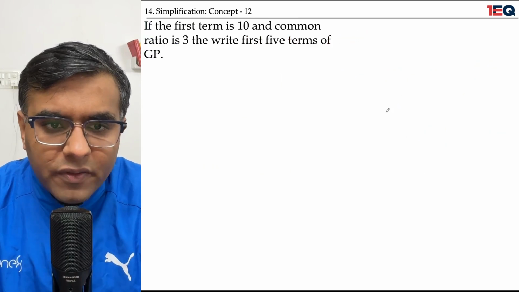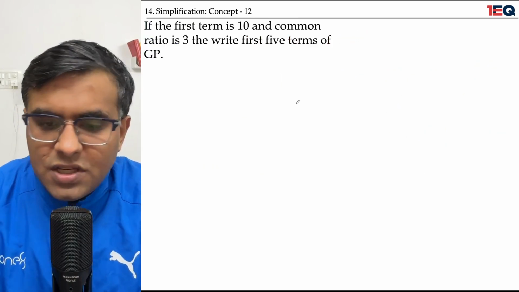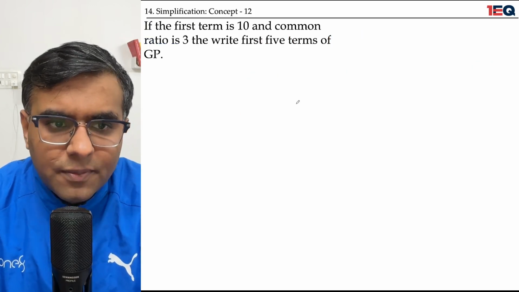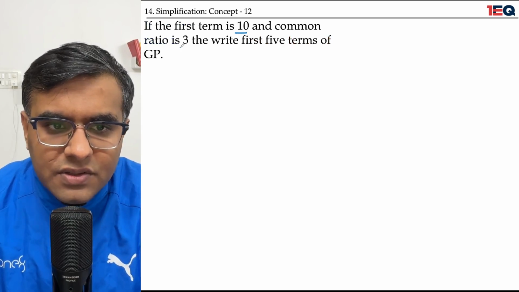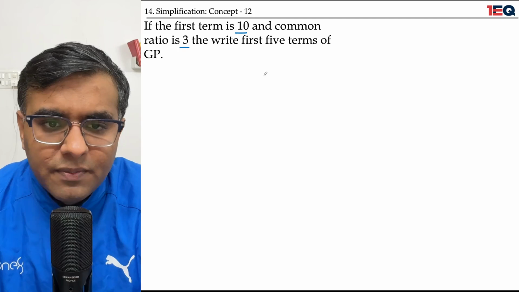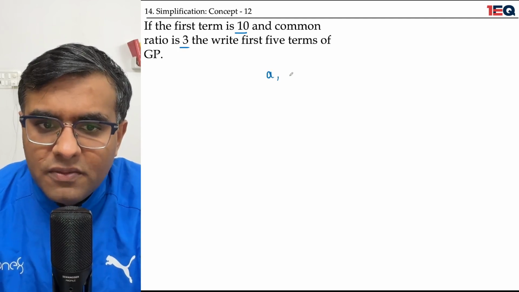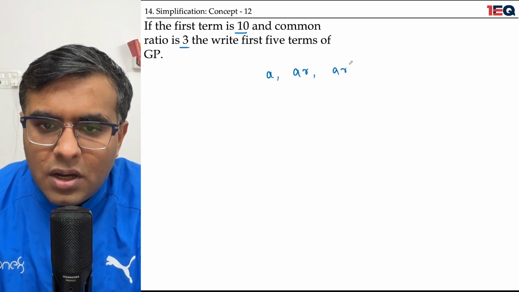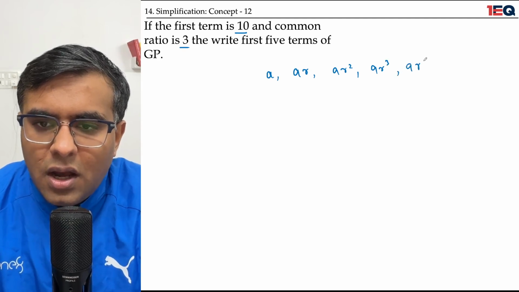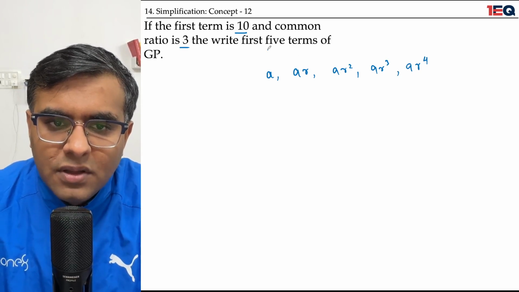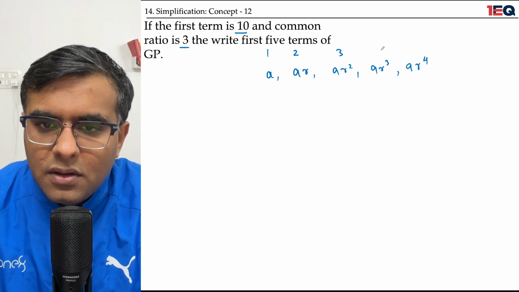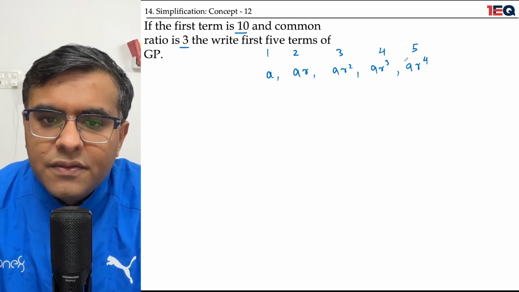Moving on to GP, we've talked about GP over here, right? If the first term of the GP is 10 and the common ratio is 3, then write the first 5 terms of the GP. I'll first introduce you to the common way of writing GPs: a, ar, ar square, ar cube and ar raised to the power 4. These are the first 5 terms of the GP, being the first, second, third, fourth, and fifth term.